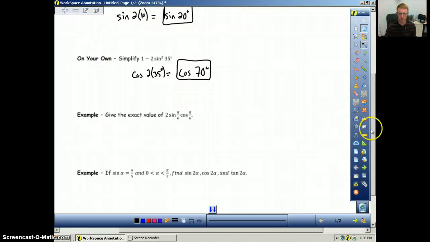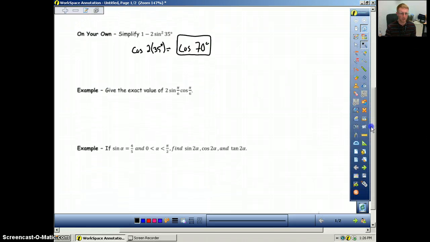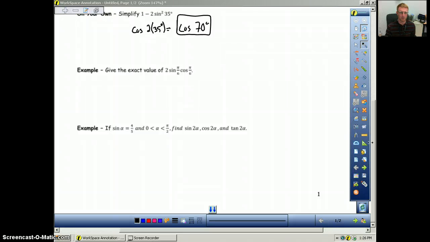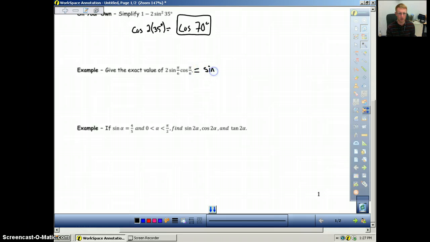Okay, next one, moving on down, we have give us an exact value. So in this case, you are still trying to recognize that we're using the double angle formula. This is the double angle for sine. So it's basically saying that this is the same thing as saying sine of 2 times pi over 6, which is the sine of pi thirds. And we should know by now that the sine of pi thirds is just the square root of 3 over 2. So that's it for that one.